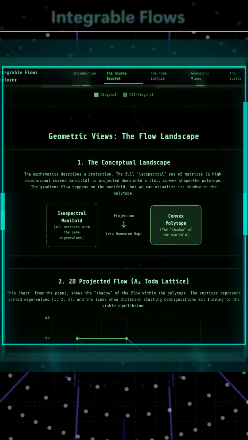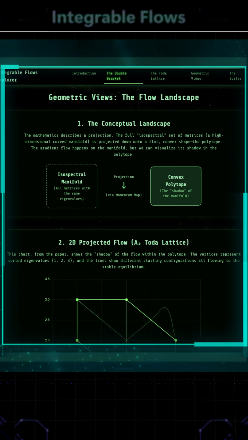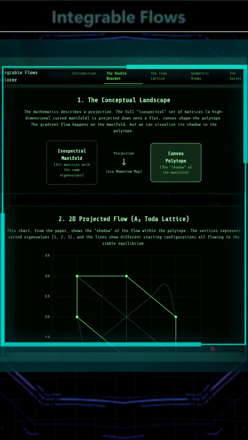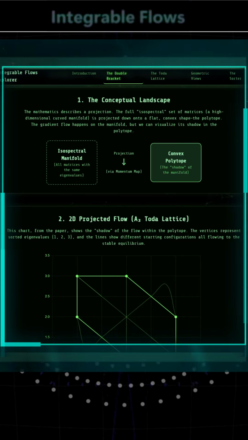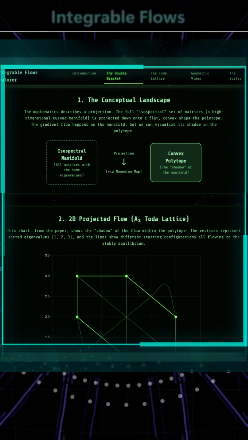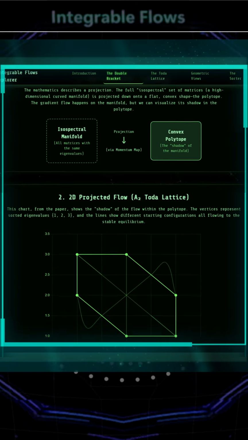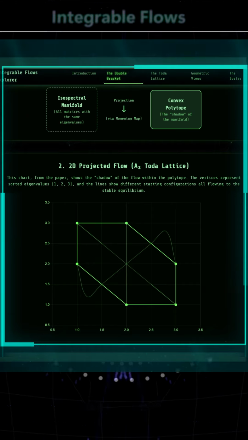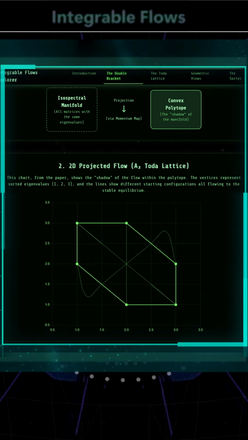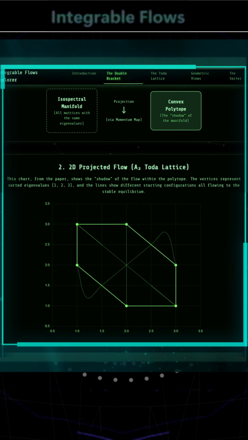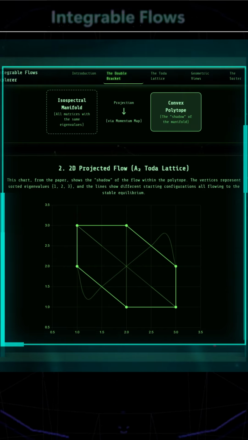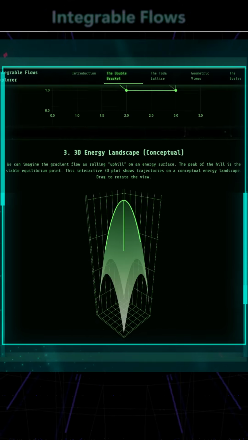The mathematics describes a projection. The full isospectral set of matrices, a high-dimensional curved manifold, is projected down onto a flat, convex shape, the polytope. The gradient flow happens on the manifold, but we can visualize its shadow in the polytope. This chart, from the paper, shows the shadow of the flow within the polytope. The vertices represent sorted eigenvalues, and the lines show different starting configurations, all flowing to the stable equilibrium.